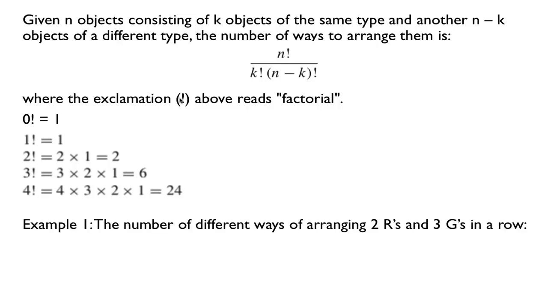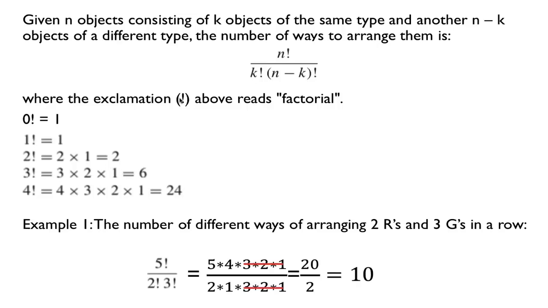And so the way we use this formula, to find the number of ways of arranging 2 red and 3 green, the problem we've been trying to do so far, is we put 5 factorial on top, because that's the total number of objects. And then we put a 2 factorial at the bottom, because k is 2 in this case, and then n minus k is 3 in this case.